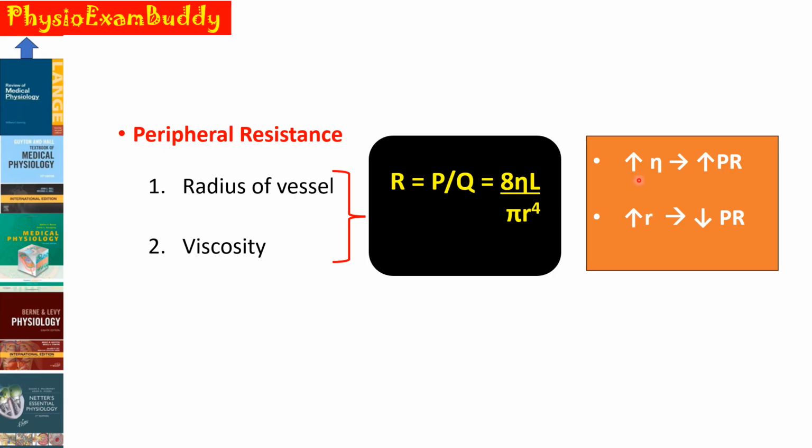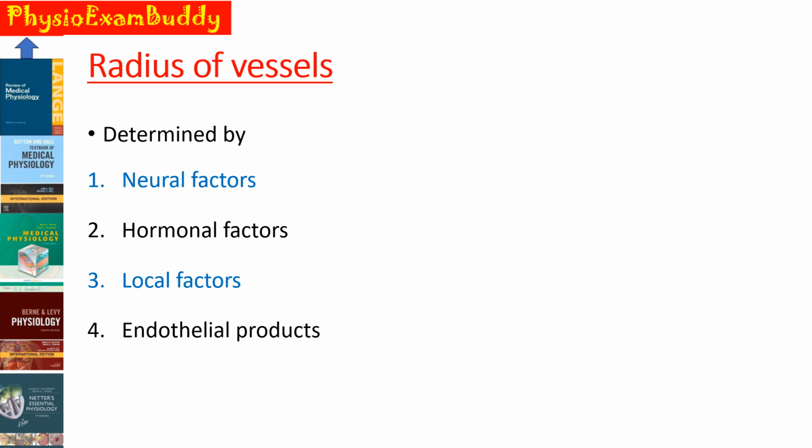Whenever there is an increase in the viscosity, as it is in the numerator and directly related, it will increase the peripheral resistance, whereas the radius of the arterioles is inversely related to the peripheral resistance. So any factor which increases the radius of the arterioles will decrease the peripheral resistance.